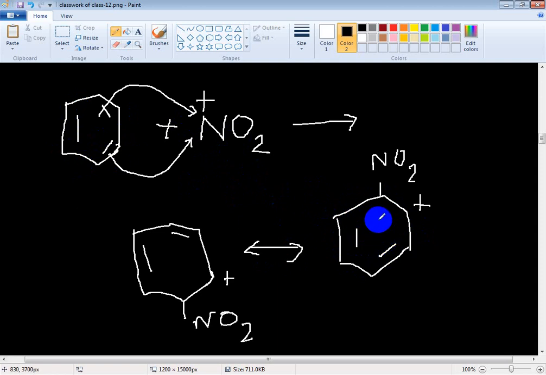This is a complex compound, the carbonium ion. This is the positive carbonium ion. The charge is not at a fixed position. It may be on any of the six carbon atoms. For this reason, we write the carbon ring this way. So this is the sigma complex form.